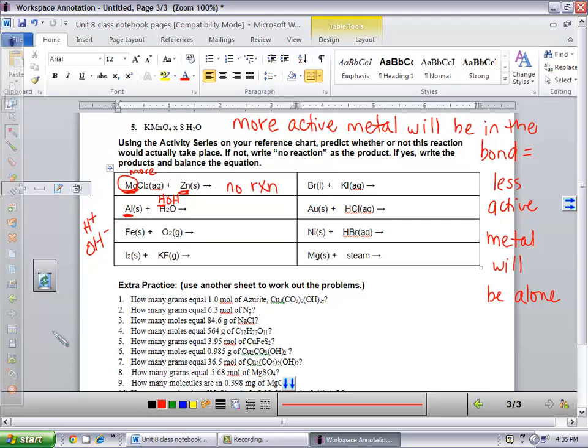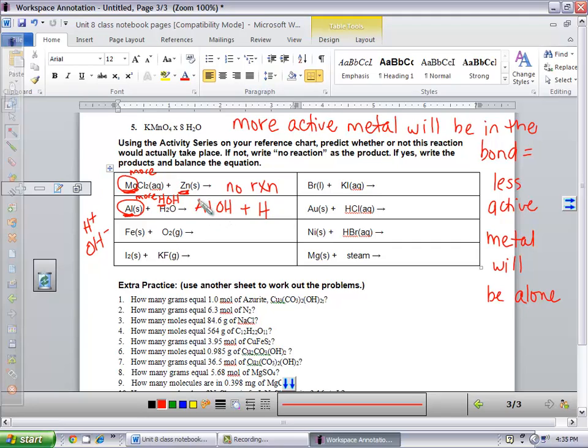So you look at the activity series, and you'll notice that aluminum is the more active of the two. Well, that means that aluminum gets to be in the bond. So let's look at aluminum, and you've got hydroxide, and guess who gets to go alone? Hydrogen.